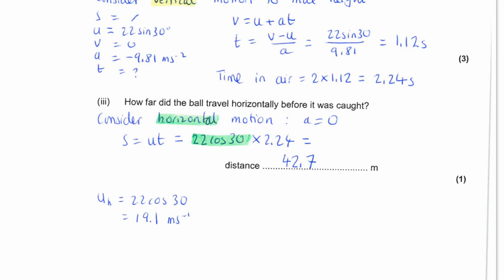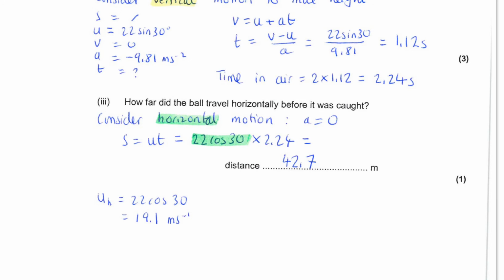Since we don't know s, we want an equation not using that variable, so v equals u plus at works well here. Because it's a show that question, I've chosen to do the rearranging first and then the substitution, leading to an answer of 1.12 seconds. This is the time taken for the ball to reach the maximum height.